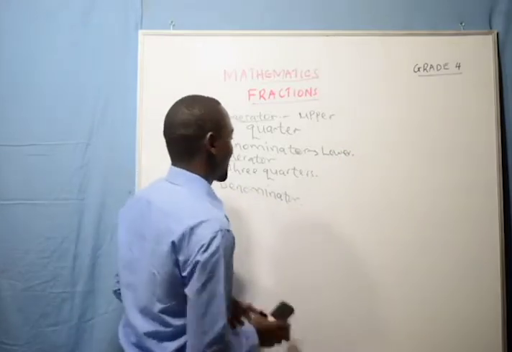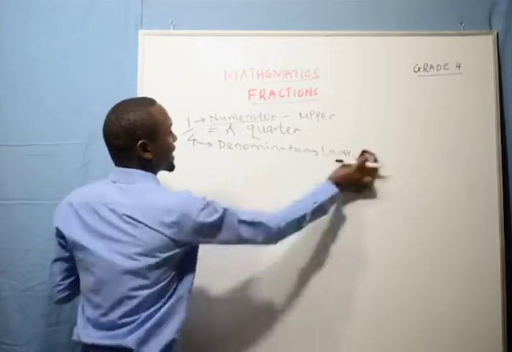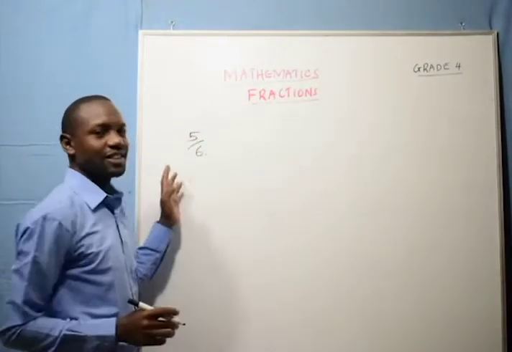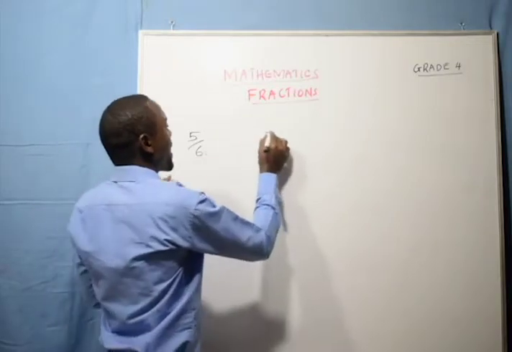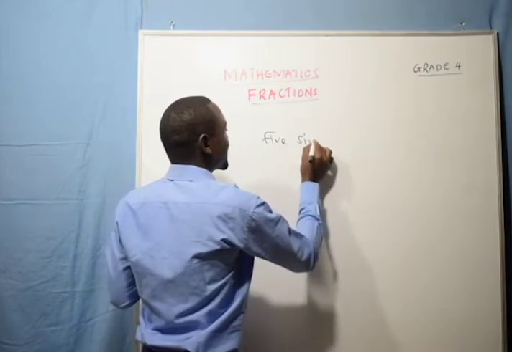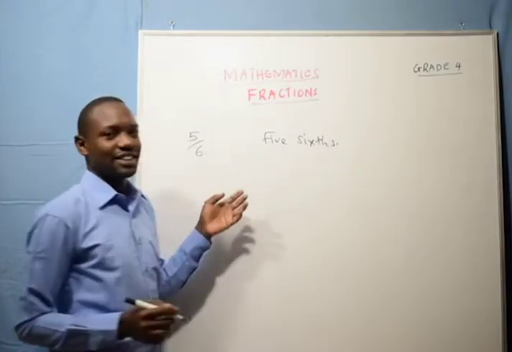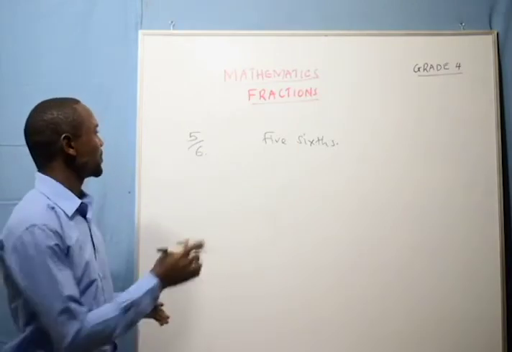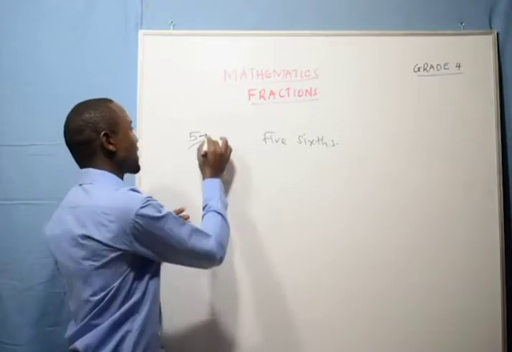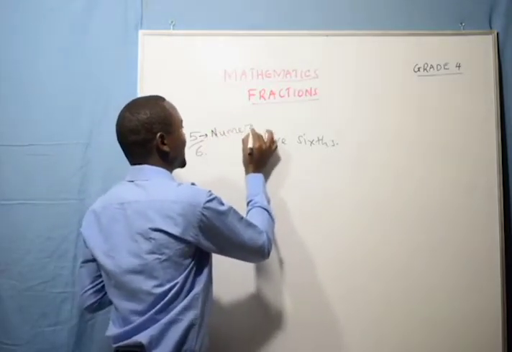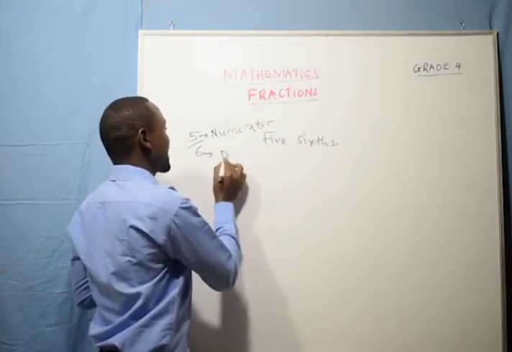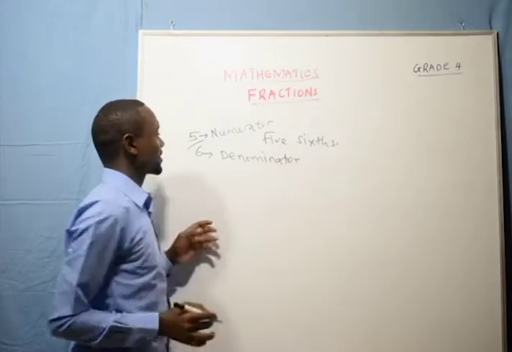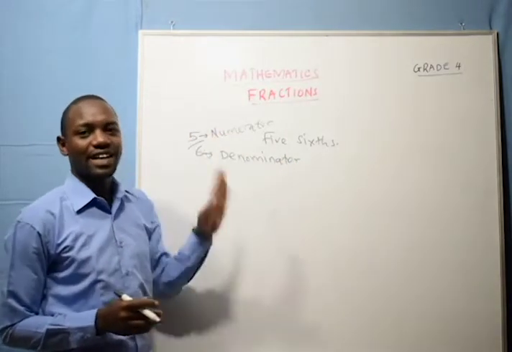In a fraction like this one, this is 5/6. So in this fraction, which is the numerator and which is the denominator? We say 5 is the numerator, while 6 is the denominator. Those are parts of a fraction, the numerator and the denominator.